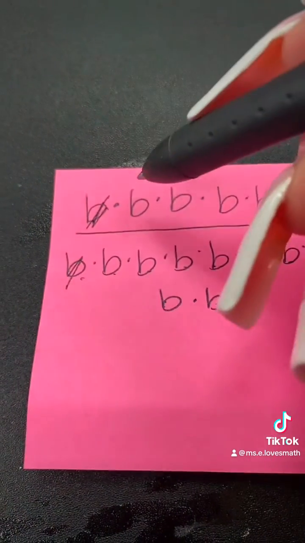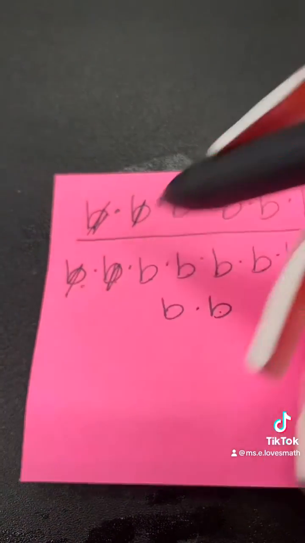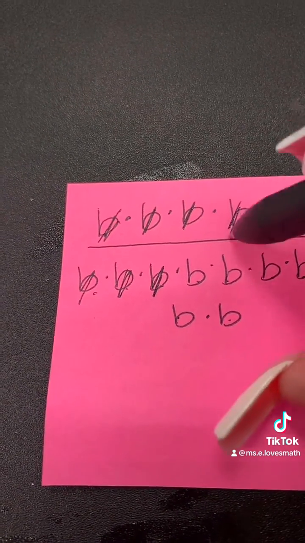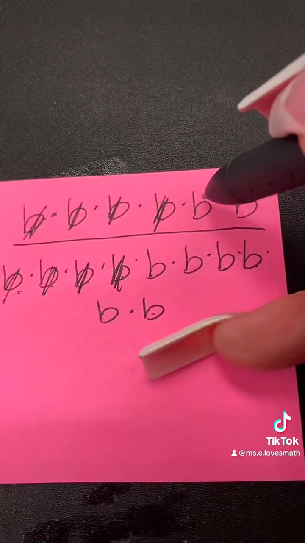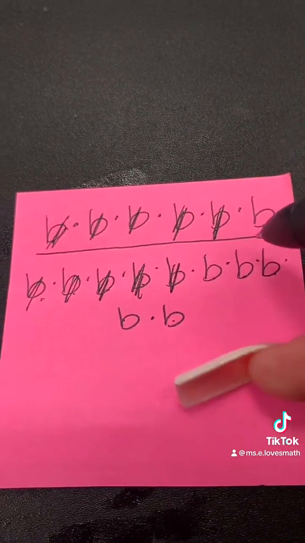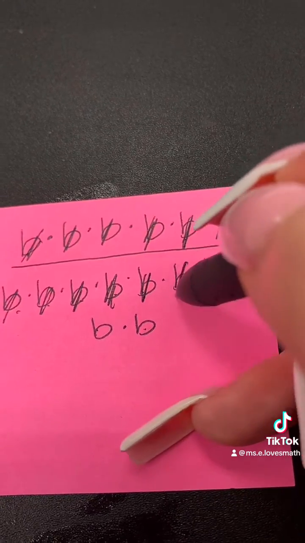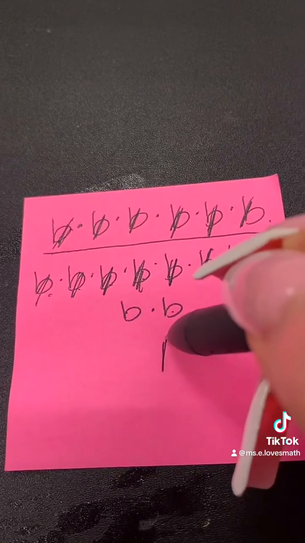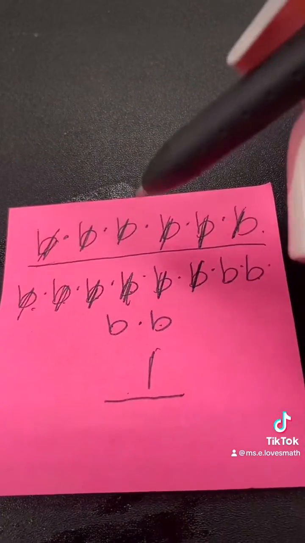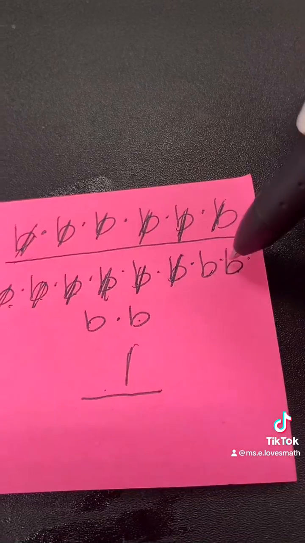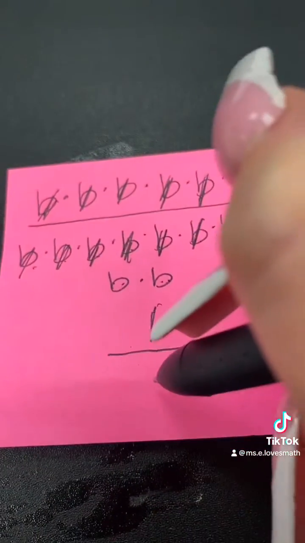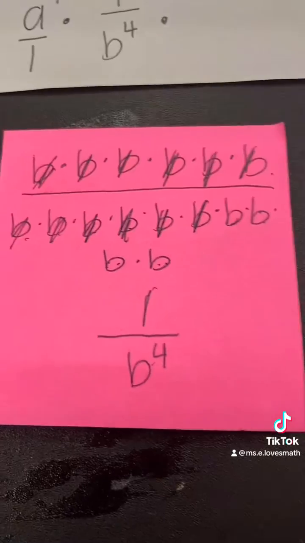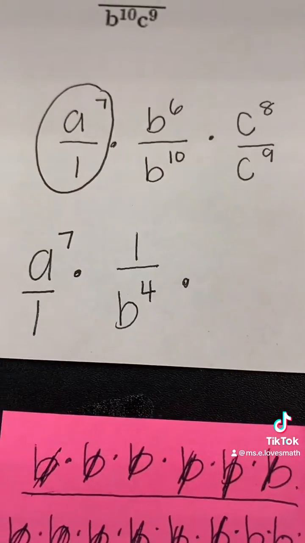B divided by b is 1. B divided by b is 1. B divided by b is 1. And so on, until b divided by b is 1 for the sixth time. So as you can see, on our top, all we have left is 1. And down here we have 1, 2, 3, 4 b's, so b to the 4th is what's left. So we will write that here.